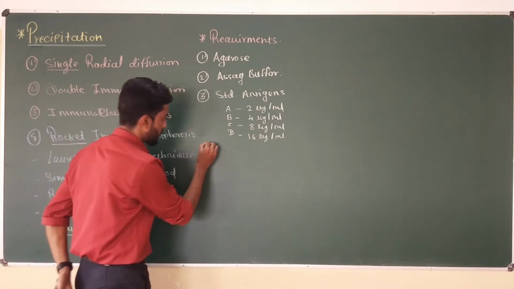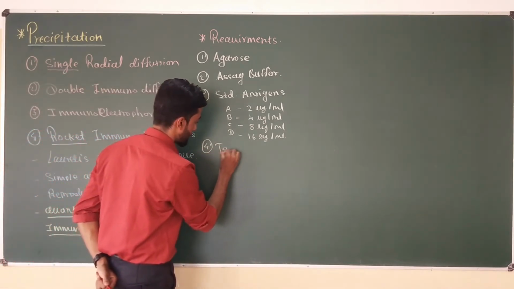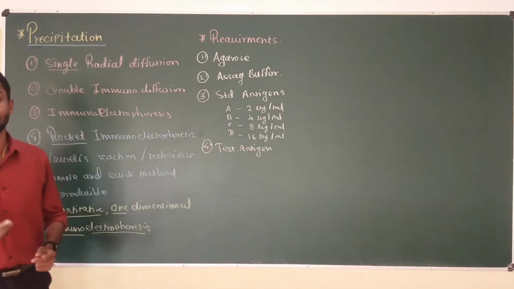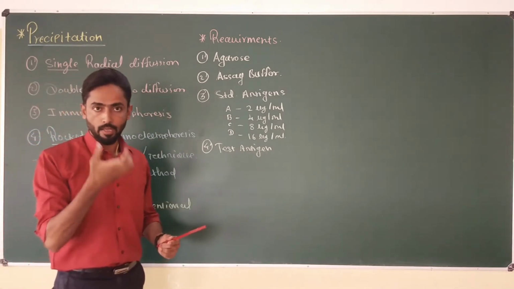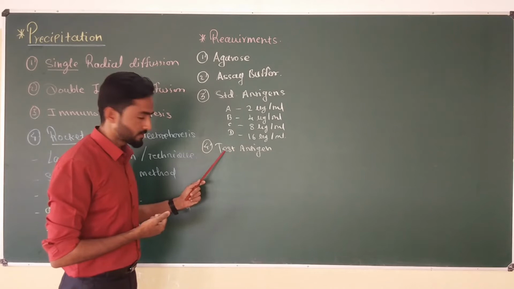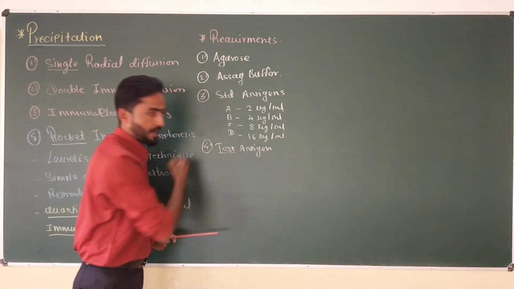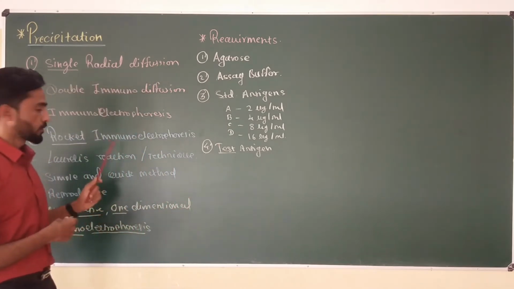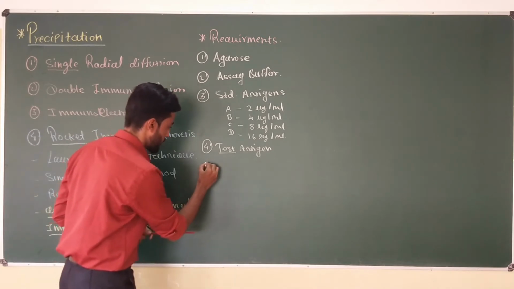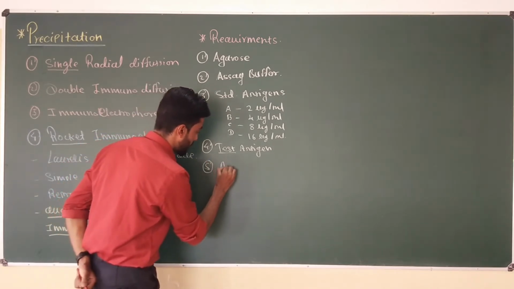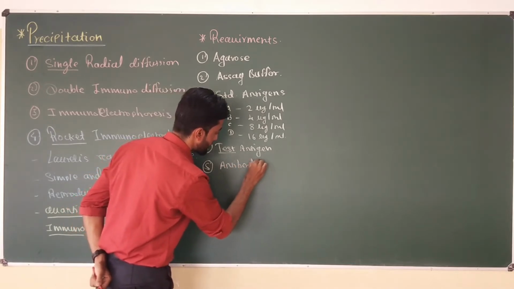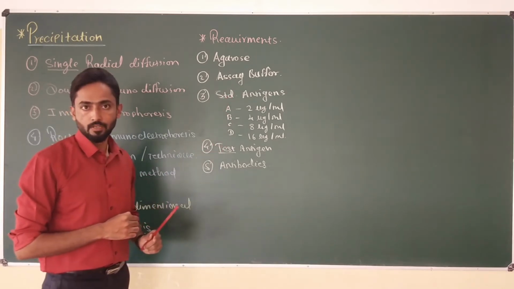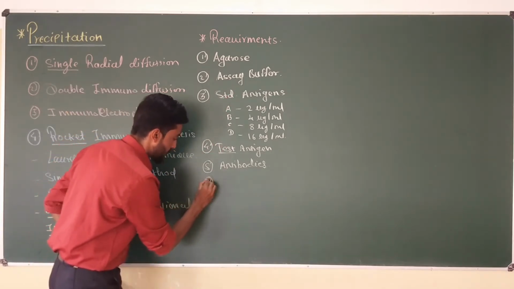Then I also need one or many test antigens. What is a test antigen? These are antigens whose concentration is unknown. So the aim of the experiment will be to find out the concentration of this test antigen. At the end, you will get the concentration of the test antigen when you perform rocket immunoelectrophoresis correctly. The next thing you will need is antibodies or antiserums. These antibodies should be specific for standard and test antigen. Then next is the electrophoresis unit.